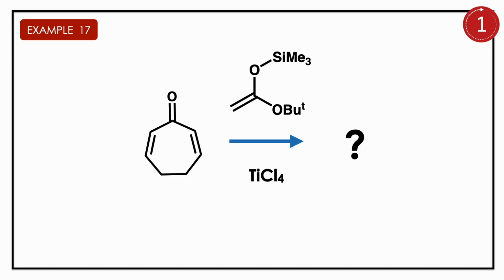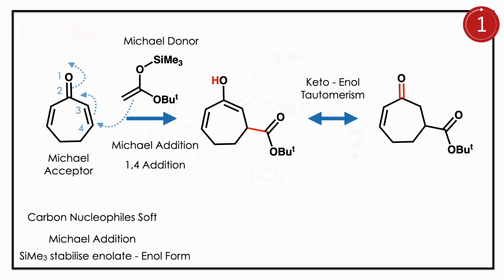Then the next example, you have cycloheptadienone. You are reacting with a siloxy nucleophile which is attached with O-butyl. Titanium tetrachloride you are using. You should find what will be the final product. Here if you look at it, silyl always stabilizes the enol form. So it forms enolate easily. So it is the carbon nucleophile, Michael donor.